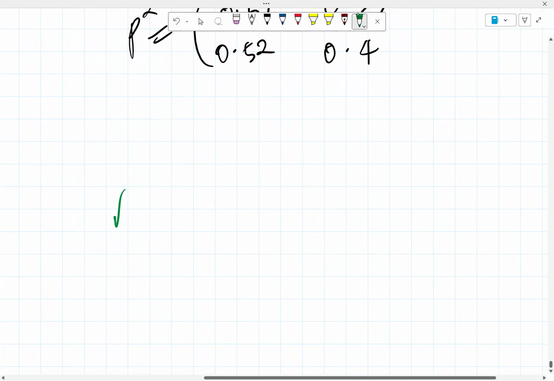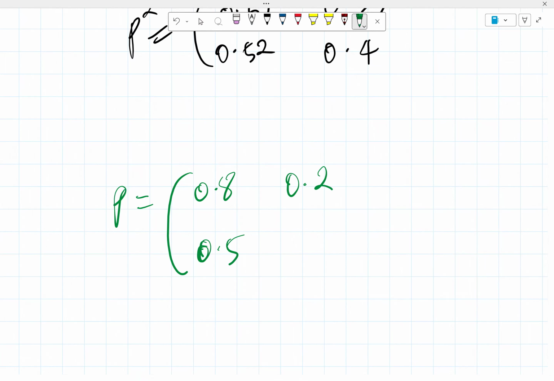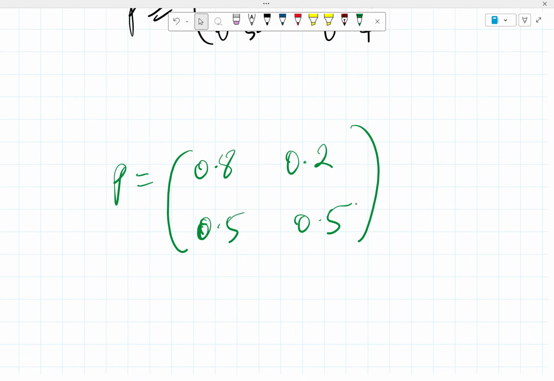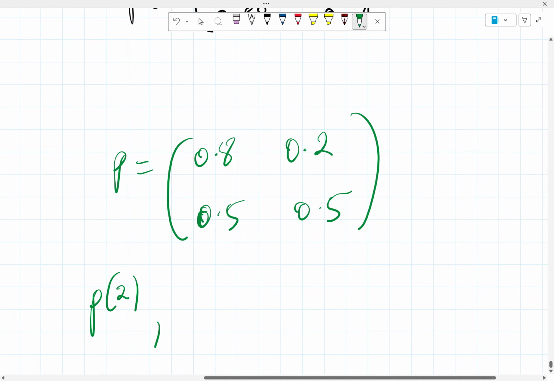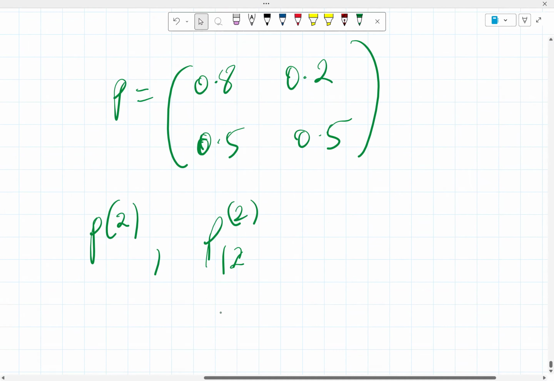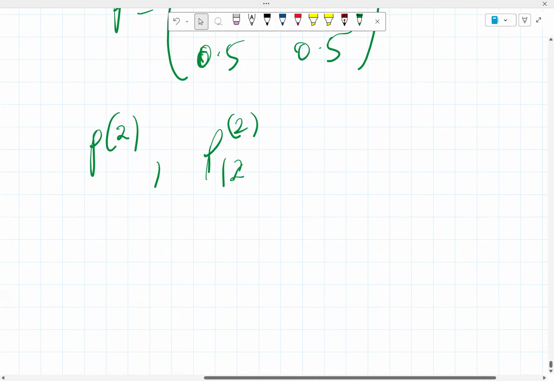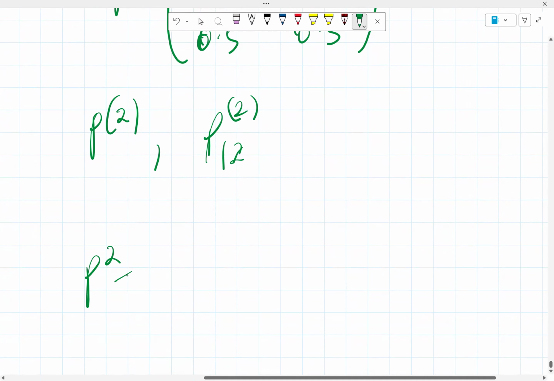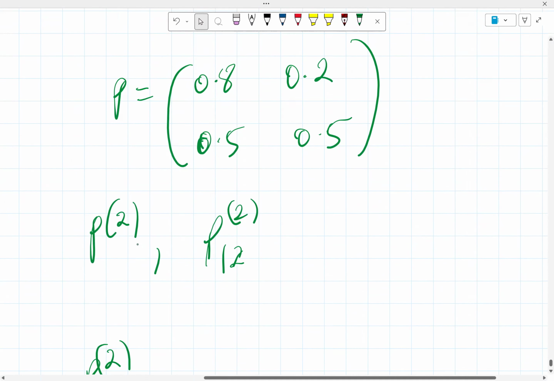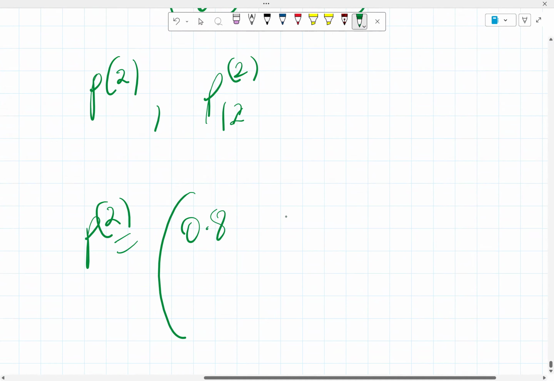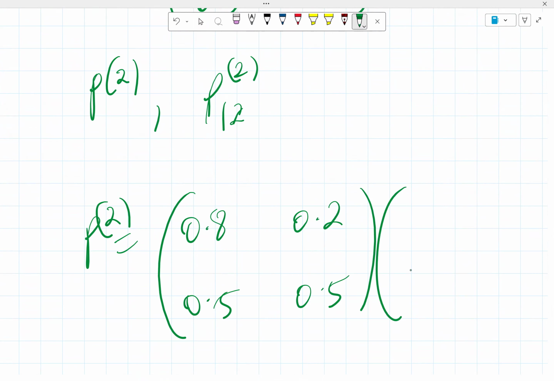So P is 0.8, 0.2, 0.5, 0.5. And then we need P2, and then we need P12 in two steps. Okay, so this is what we do. For P2, P2 will be 0.8, 0.2, 0.5, 0.5 multiplied by 0.8, 0.2, 0.5, 0.5.